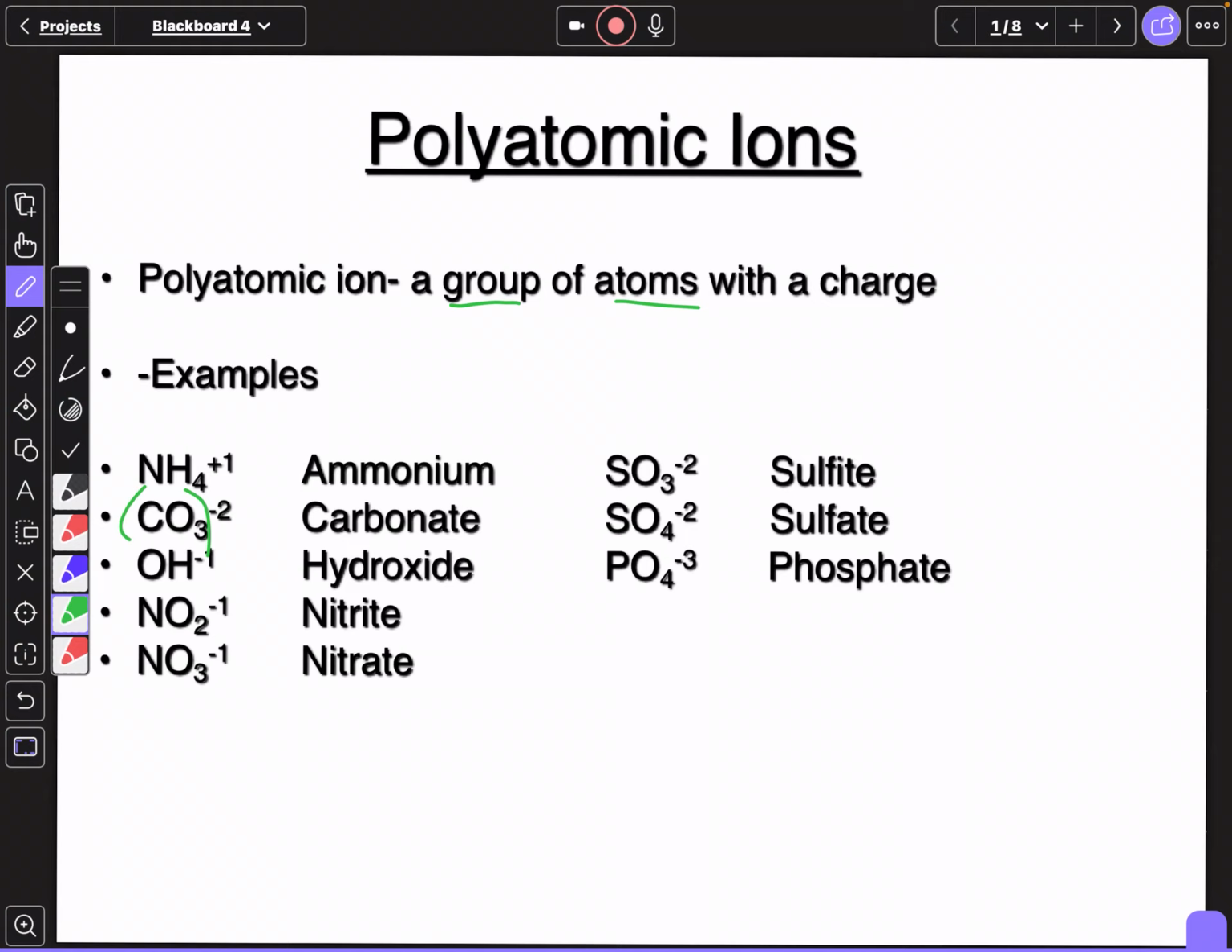All right, hydroxide is OH minus 1. OH is the formula, -1 is the charge. NO2 minus 1 is nitrite. NO3 minus 1 is nitrate. Make sure you don't get those two mixed up. Remember the formula for nitrites, NO2, nitrates, NO3. Sulfite is SO3, and it's a -2. That's its formula. SO4, and it's a -2, that's sulfate. So make sure you don't get those mixed up. And then PO4 -3 is phosphate.